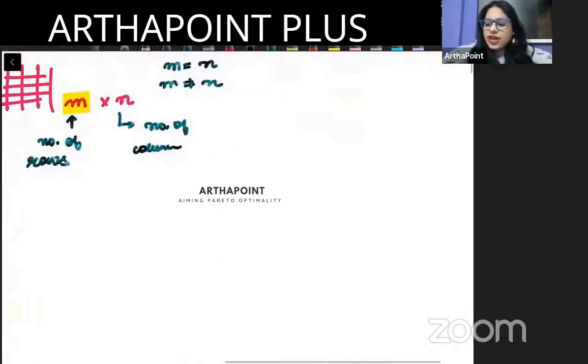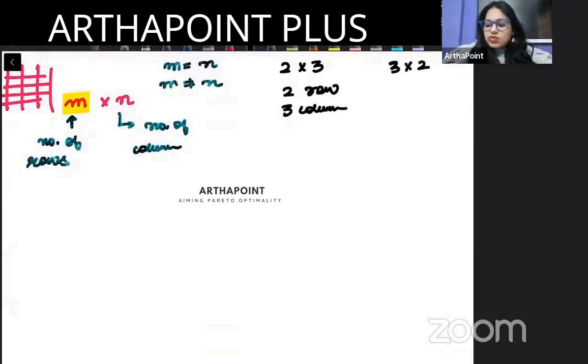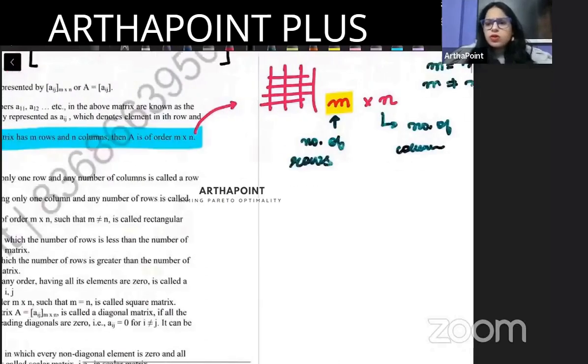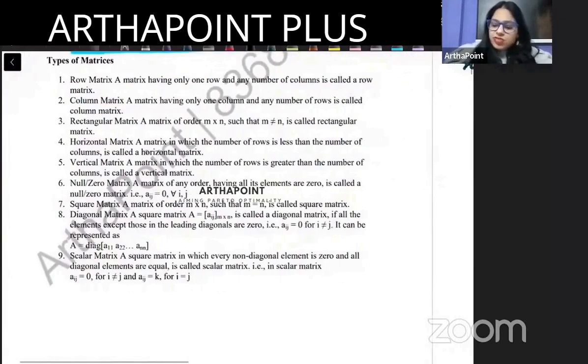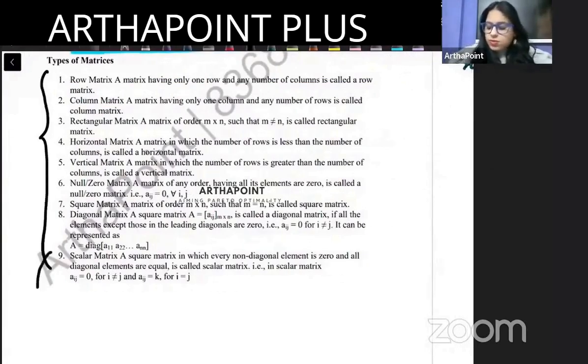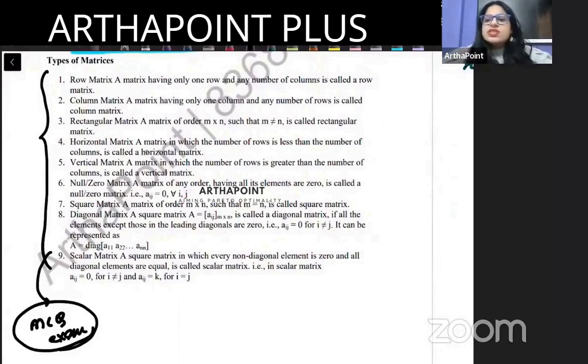So I can go ahead and I can have a 2 cross 3 matrix, which means I will have 2 rows and 3 columns. I can have a 3 cross 2 matrix, which means 3 rows and 2 columns. And I can have a 2 cross 2 matrix also, which means 2 rows and 2 columns. तो कुछ भी order of the matrix हो सकता है. There are different kinds of matrices, and this is very important from the point of view of any MCQ exam. We must know what are the different kinds of matrices that exist.